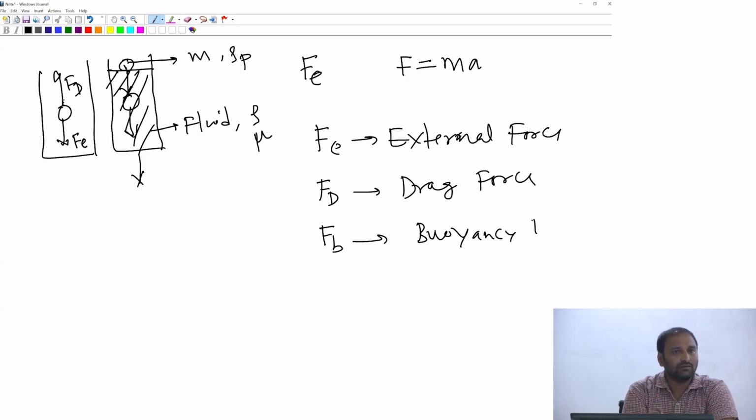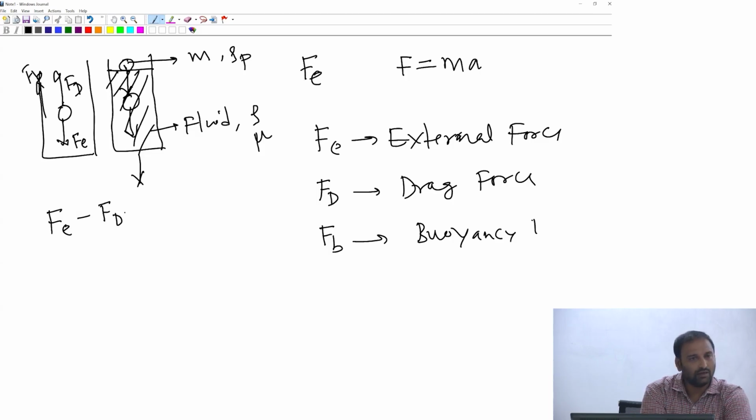And buoyancy: because the fluid is being displaced up, your buoyancy is going to be acting upward. So it's going to be acting up, right? Therefore, my force balance basically becomes Fe minus Fd minus F buoyancy.